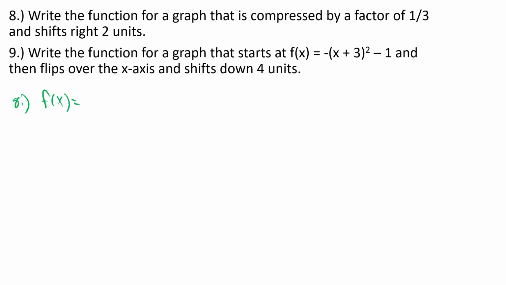So to compress by a factor of 1/3, we would have multiplying by 1/3. To make it go right 2 units, that would be subtracting 2 on the inside, and that is it. So f of x is equal to (1/3 x minus 2) all squared.